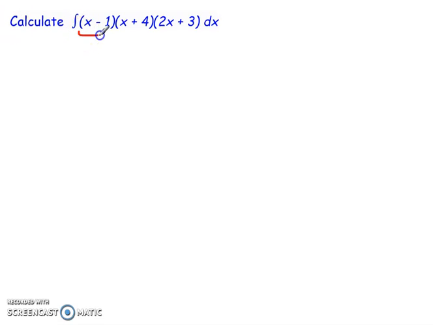So what I want to do is if I expand these two brackets here, I'll end up with x² + 3x − 4.